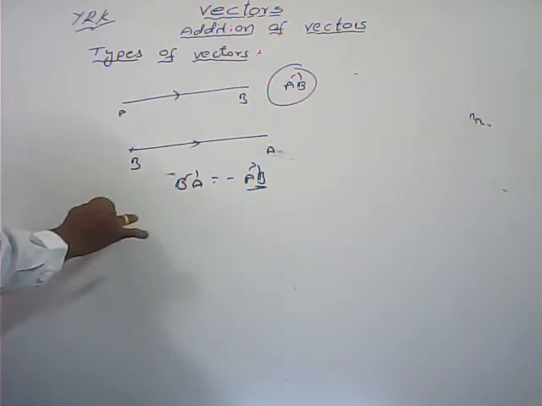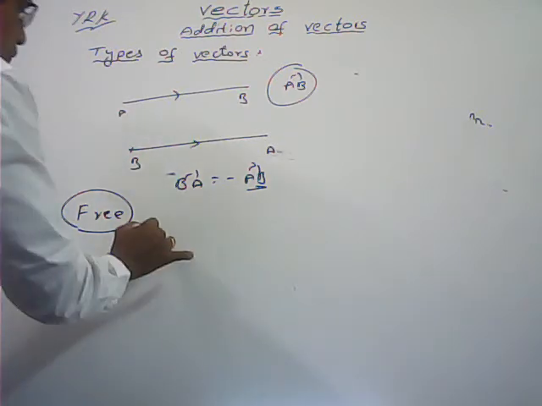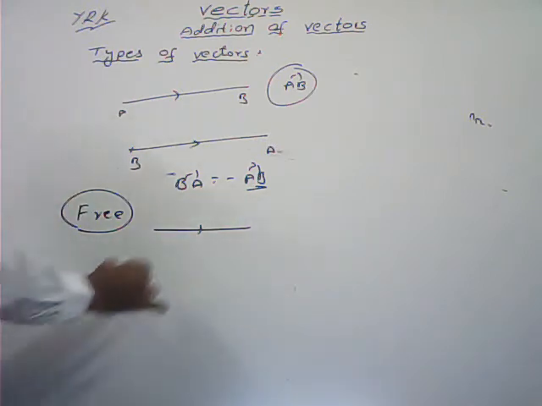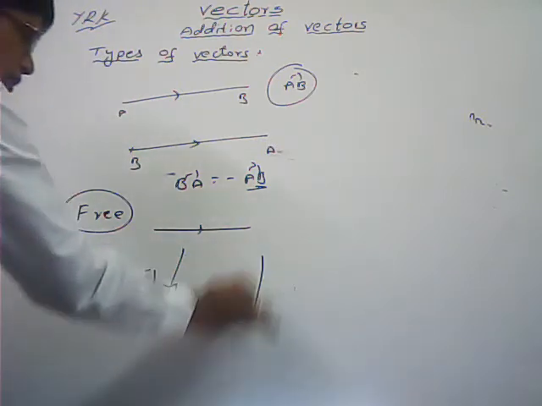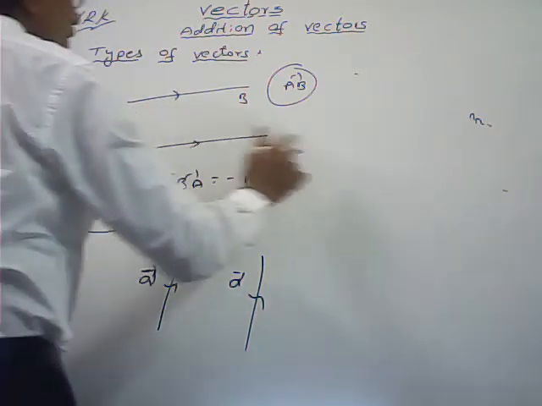Next, free vectors. In the entire topic we are going to discuss only free vectors. And here I will say the difference between free vectors and localized vectors. Free vectors means we can shift the vectors from one place to another place without changing the direction and the magnitude. For example, this is one of the vectors, a bar. You can shift it anywhere in this plane without changing the direction and magnitude, so all are the same only, a bar.